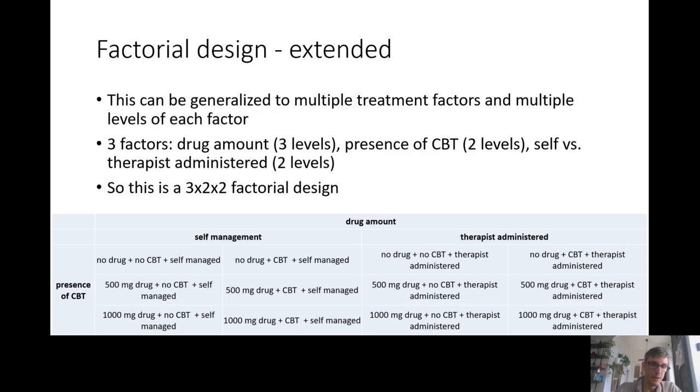So again, there are 3 numbers in this formulation because we have 3 different factors. And the numbers themselves come from how many levels there are in each factor. So the drug amount has 3 levels, the presence of CBT has 2 levels, and the self versus therapist administration has 2 levels. So that's why this is a 3 by 2 by 2 factorial design.